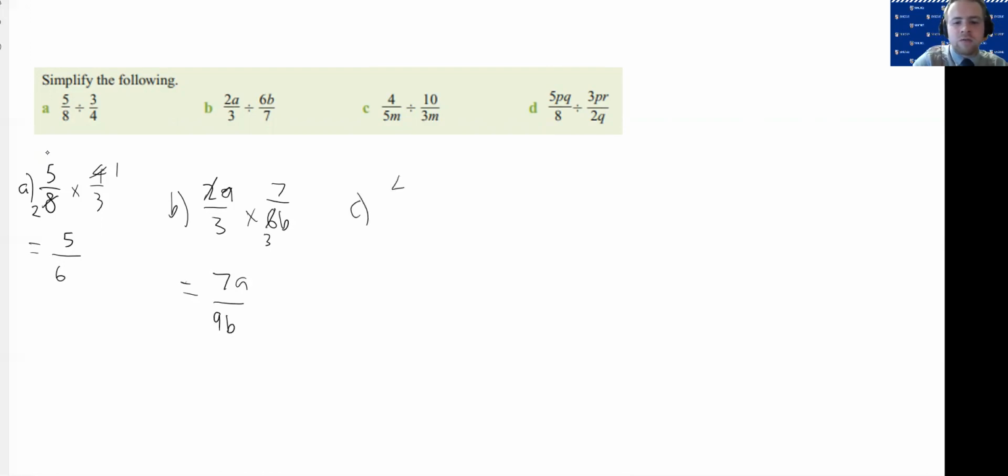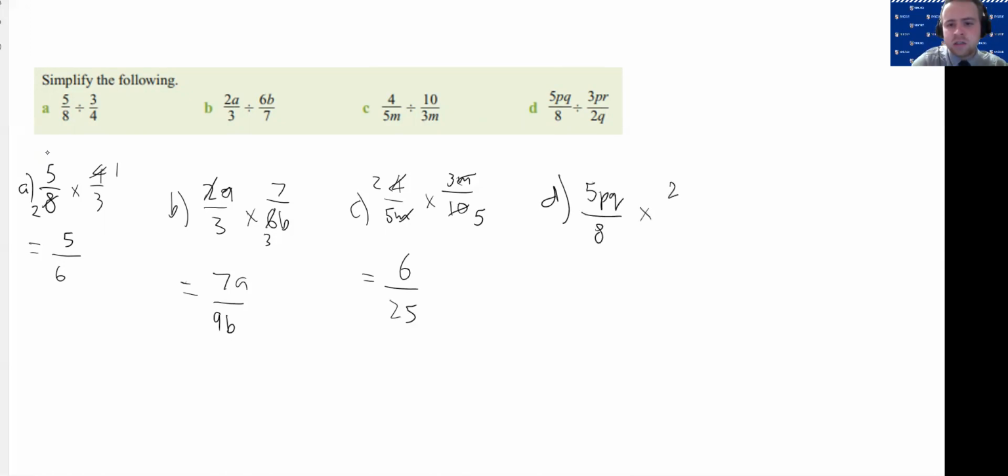Okay, for this one, I've got 5 over 5m, and then times 3m over 10. I can cancel the m's. I can cancel common factor of 2 with 4 and 10. And then I get 2 times 3, which is 6, and then 5 times 5, which is 25. And our m's cancelled. Finally, I've got 5pq over 8 times 2q over 3pr.